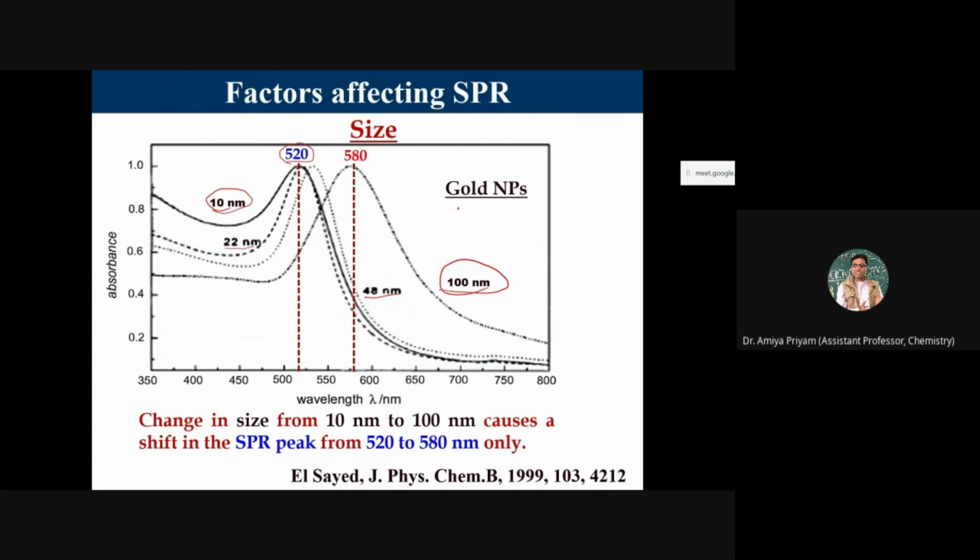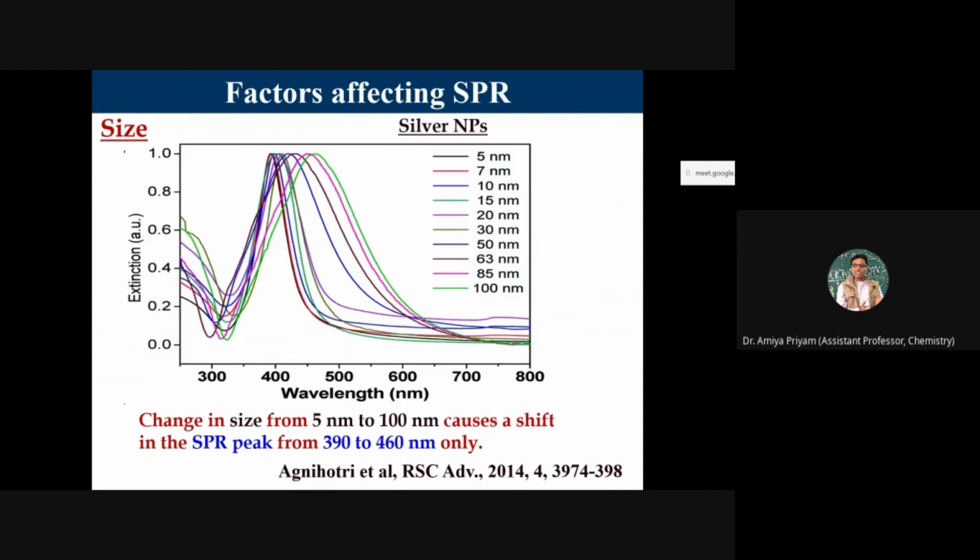We have covered the entire range up to 100 nanometers of size, but there's no further change beyond 580 nanometers. So we are still in the visible region. But as I told you, for biomedical applications it is essential that we move to the near IR region, that is 650 to 1200 nanometers. So how is it possible to achieve that? You'll see in the next few slides how we can achieve that.